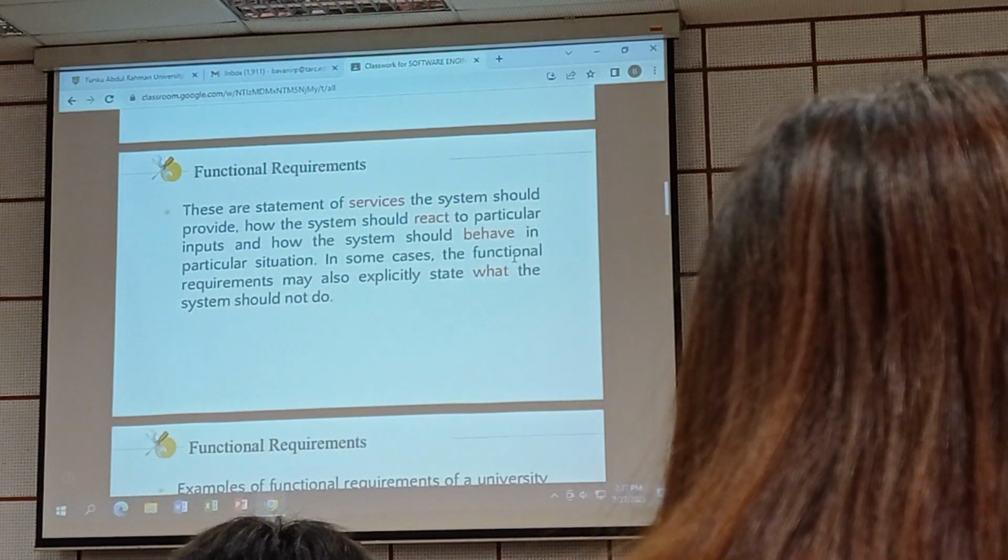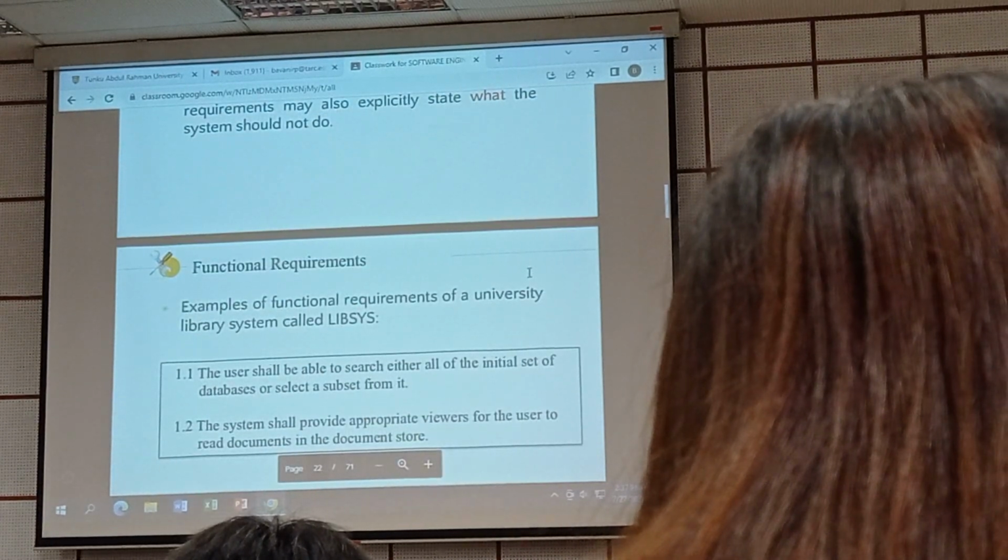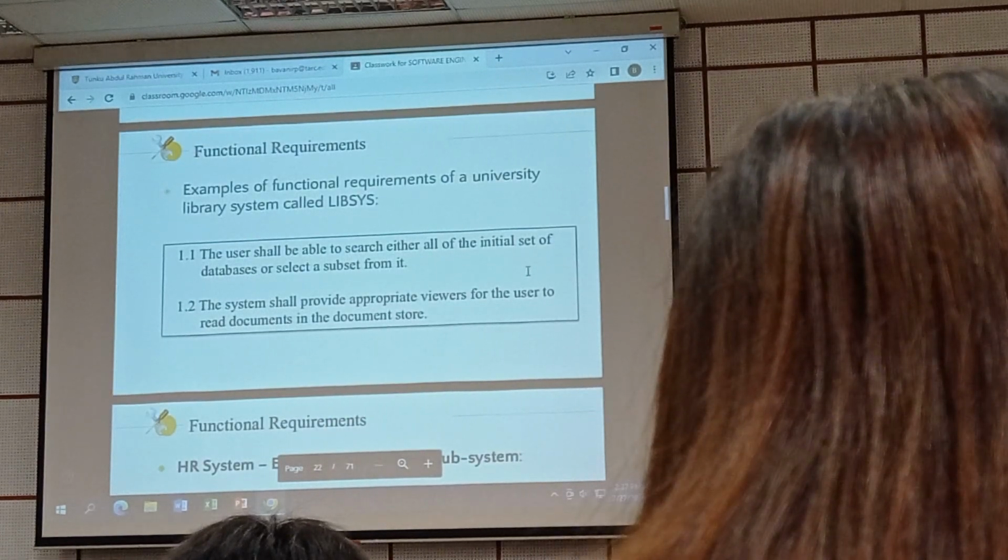Again, they have given the example of the library system.